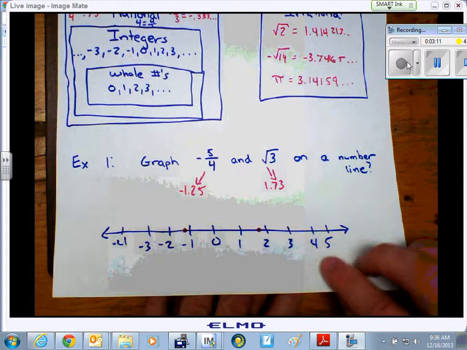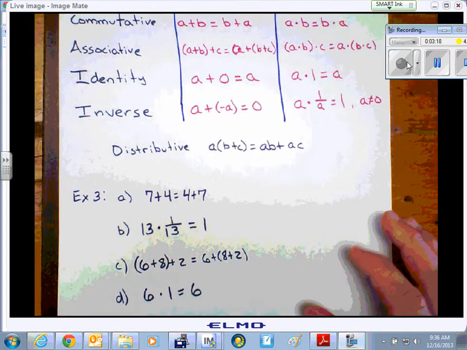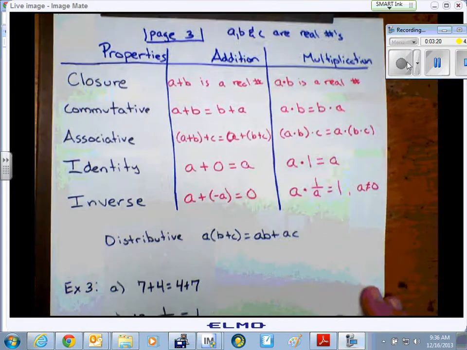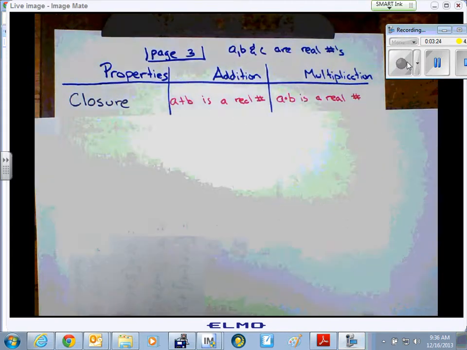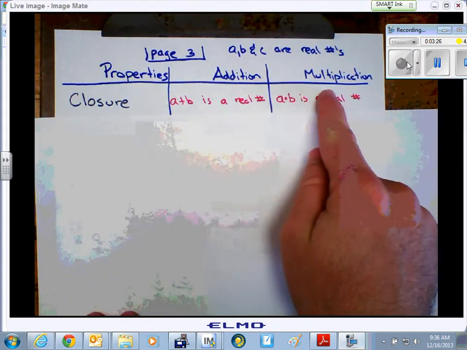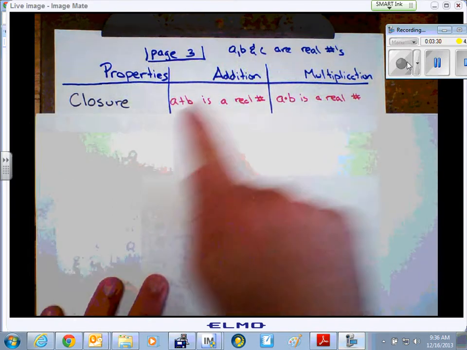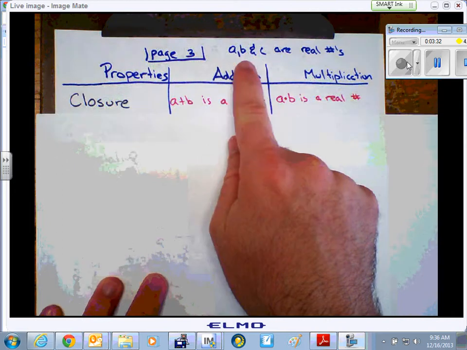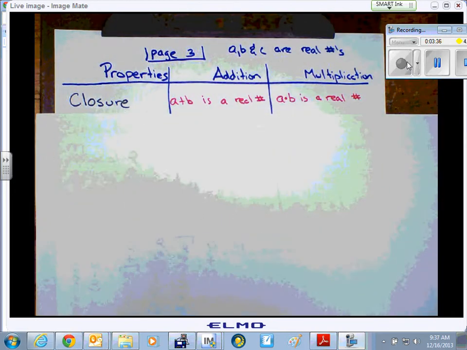The next page deals with properties. Properties of real numbers, and these are things you want to get extremely familiar with. Okay. So the first one I want to look at is called the closure property, and this is for addition and multiplication. And one thing I wanted to note too, A, B, and C are just real numbers. Like they could be anything, 1, 2, 5, -1, it makes no difference.